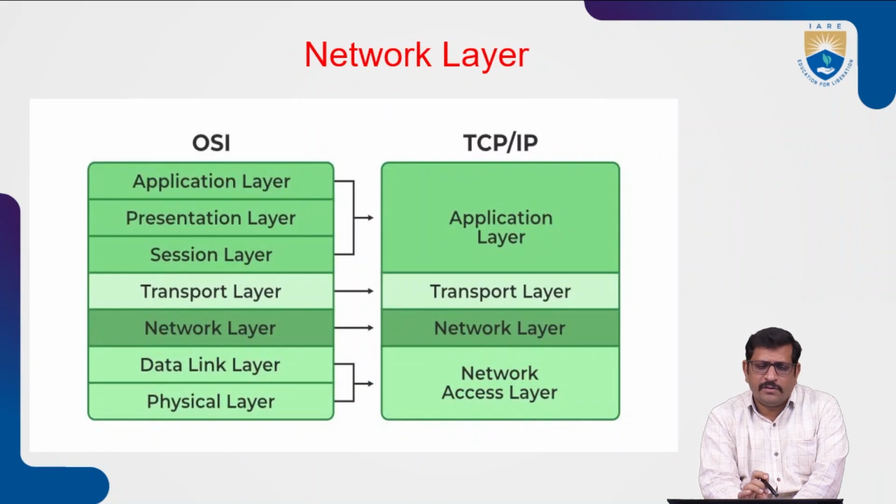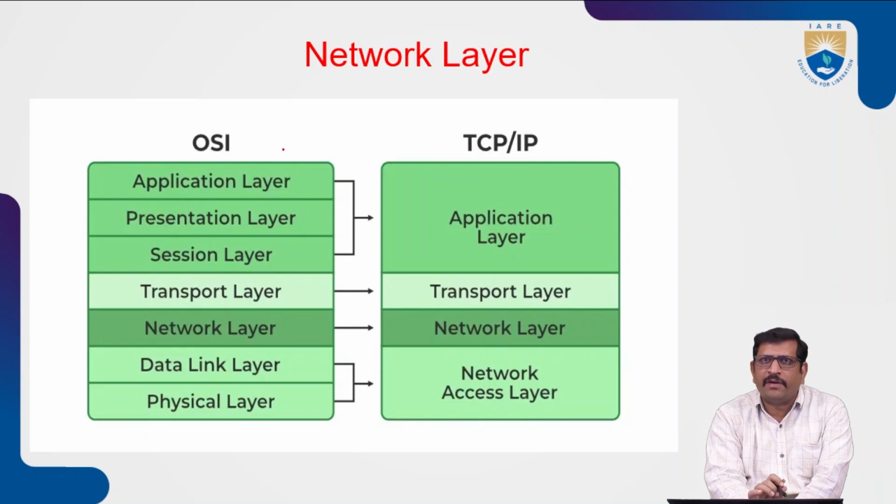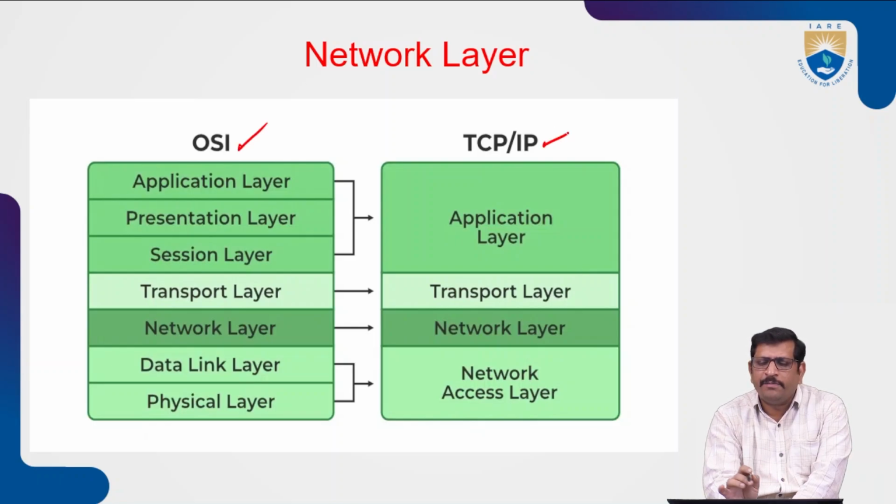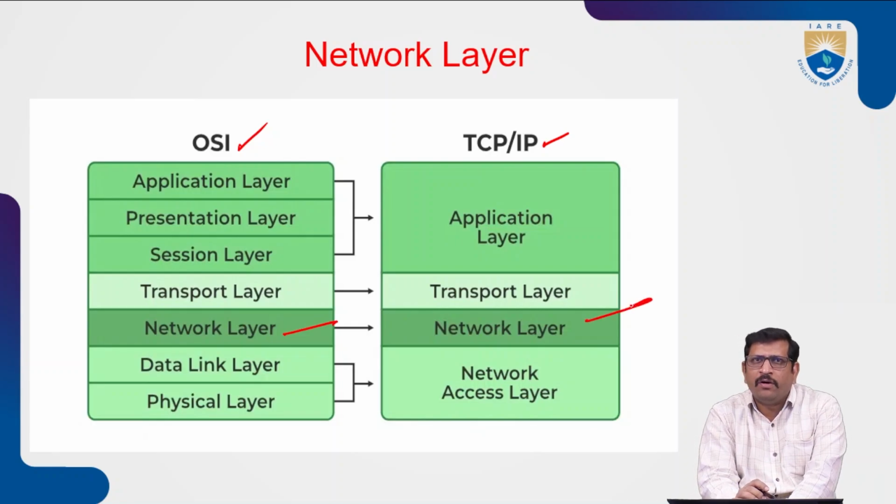This is the structure of the OSI model and the TCP/IP model. The OSI model has 7 layers and the TCP/IP model has 4 layers. In both models we use the network layer. The network layer acts as a bridge between the transport layer and the data link layer in OSI, and between the transport layer and the network access layer in the TCP/IP model.